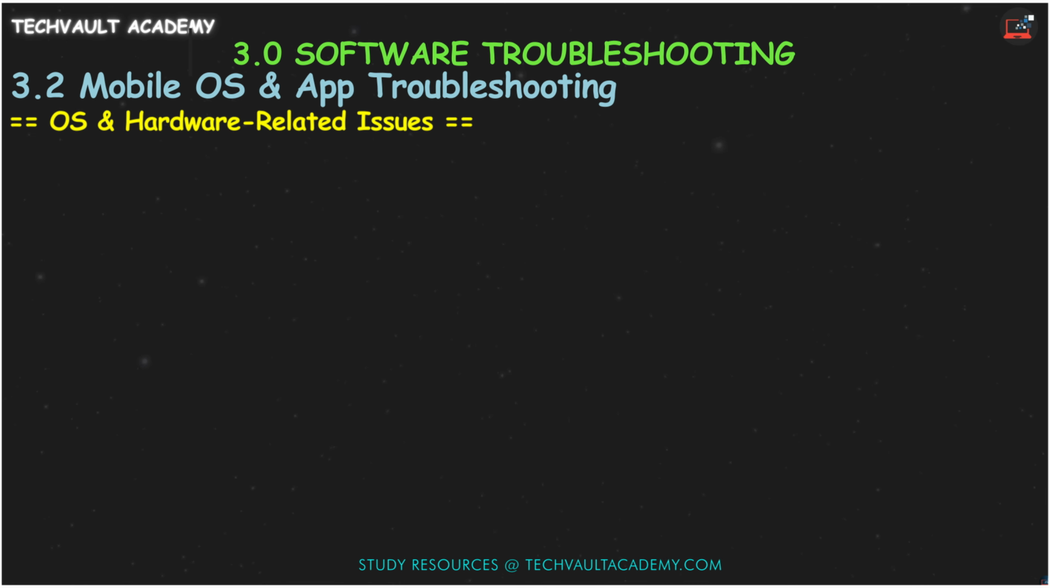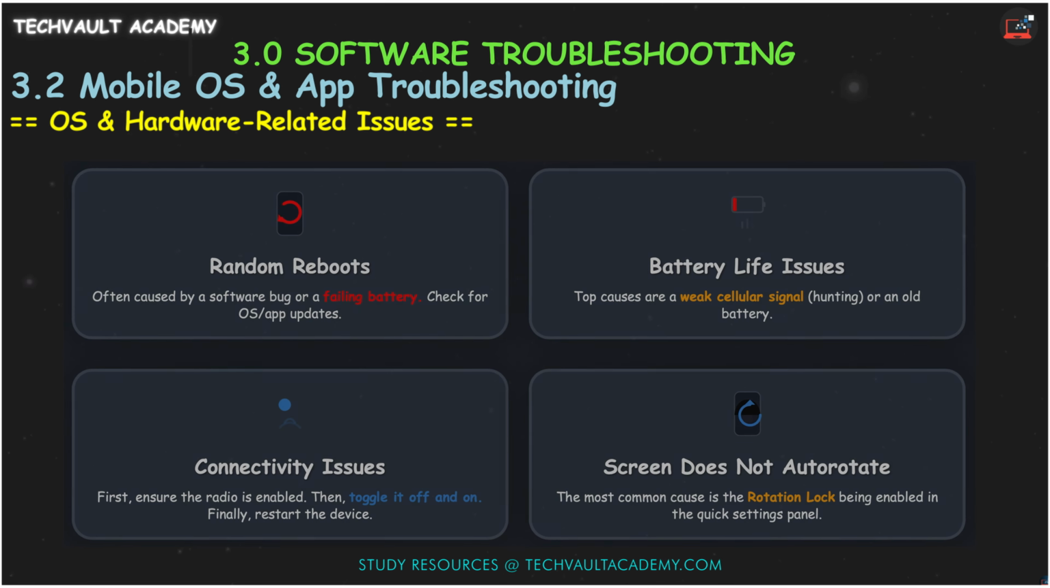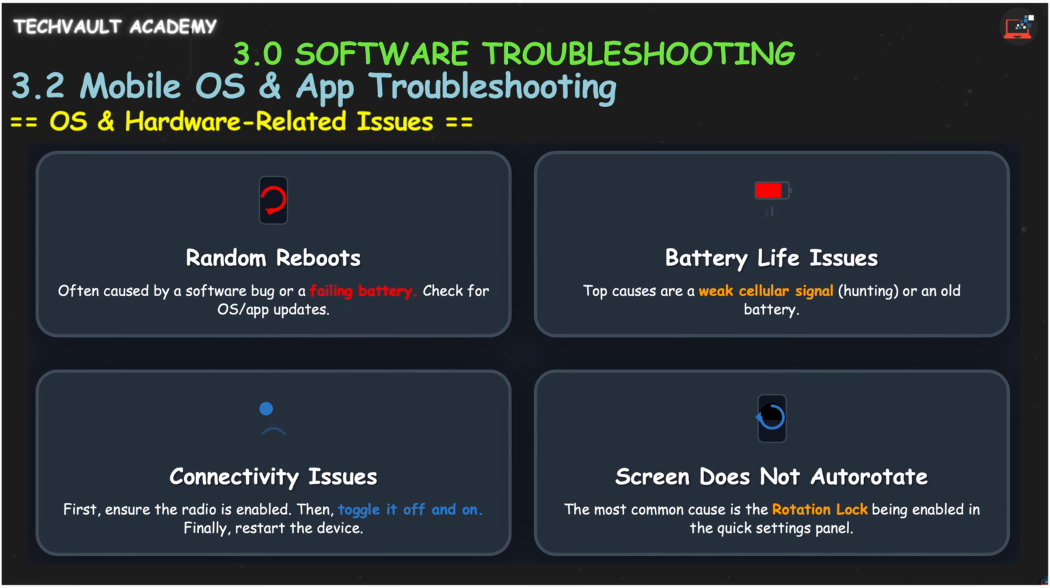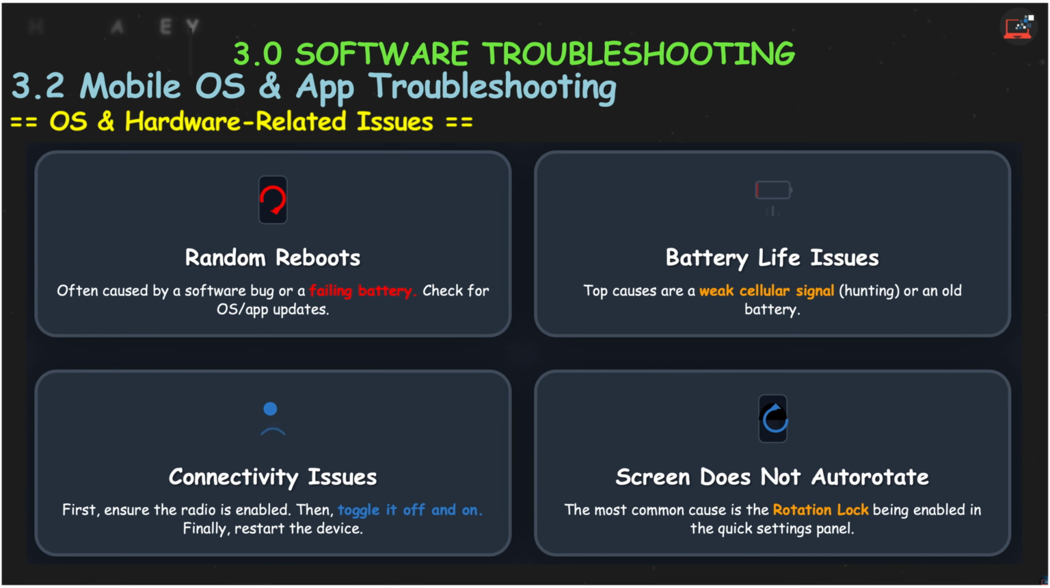Now for the operating system itself. If the OS fails to update, the checklist is similar. You need plenty of storage space and a very stable, high-bandwidth connection. If your device is suffering from random reboots, this is a tougher problem. Start by making sure both the OS and all your apps are fully updated to rule out software bugs. You can also check the battery health in the settings, but frequent random reboots often point to a hardware failure, which may require you to replace the device.